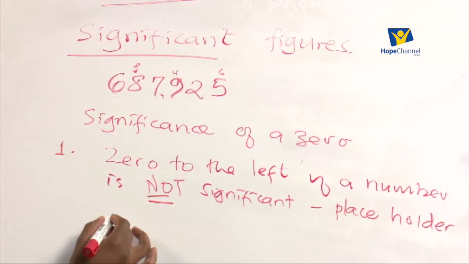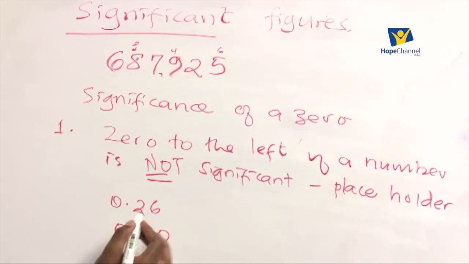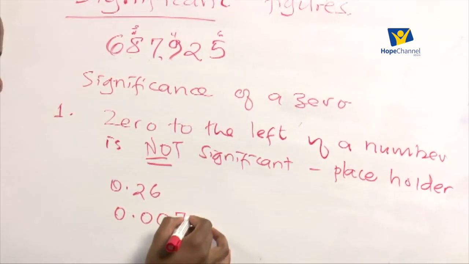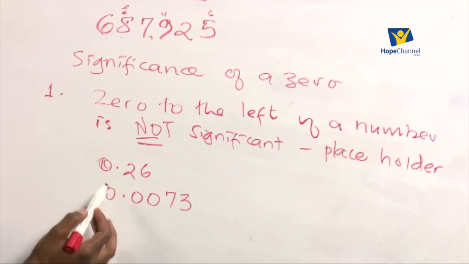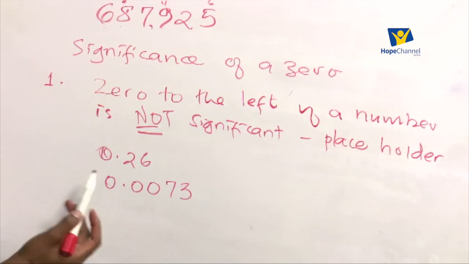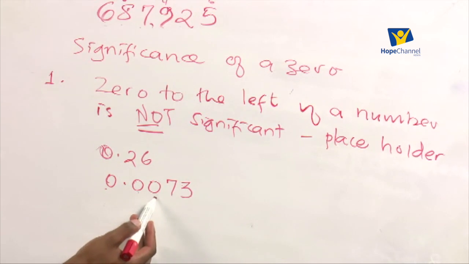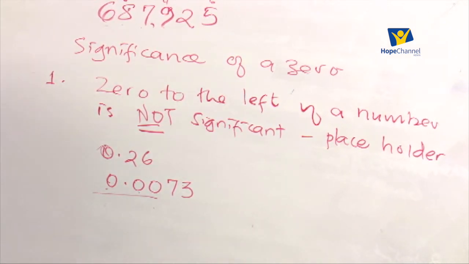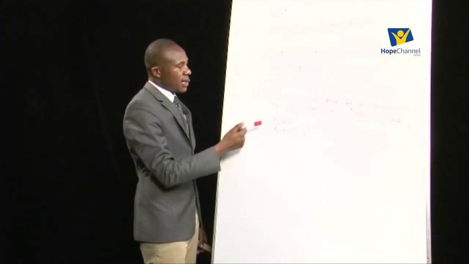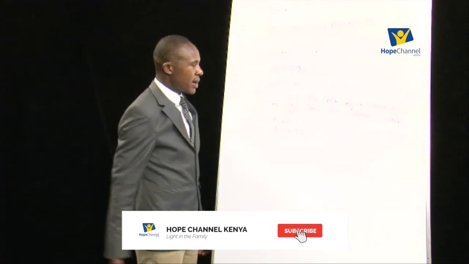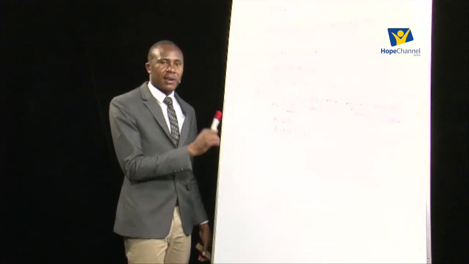For example, if I write a number, say 0.26 or 0.0073, there's a decimal point there. This 0 is not a significant figure. It's just used as a place value holder. These 3 zeros you see in the second number, to the left of the first non-zero number, are not significant. So in rule number 1, we say that when 0 appears to the left of a number, that 0 is never significant.